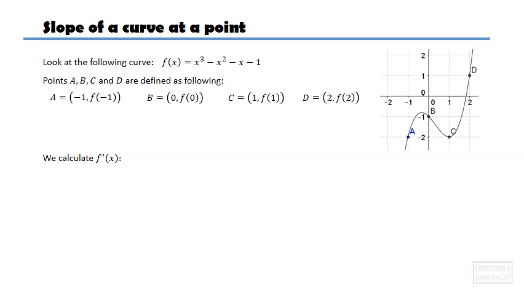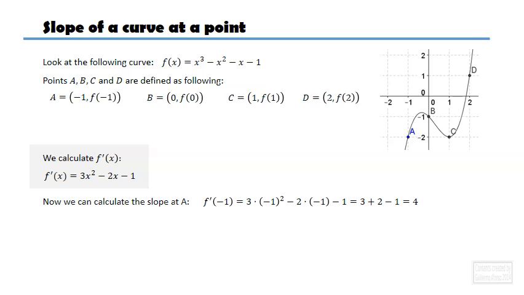So if I calculate the derivative of this function here, now remember how to do that, I'm going to get this, 3x squared minus 2x minus 1. And if I substitute here, it's going to be very important, if I substitute with the x value of -1, I'm going to get the slope at point A. That is the slope exactly here. If I drew a tangent line to A, what is the slope of that line?